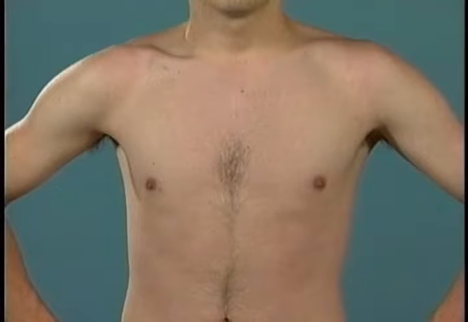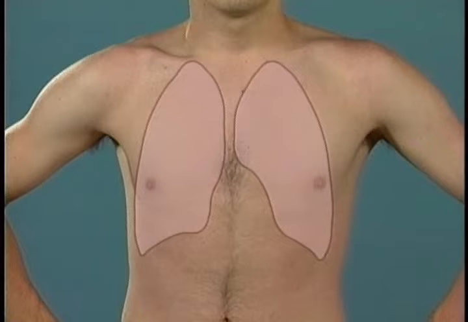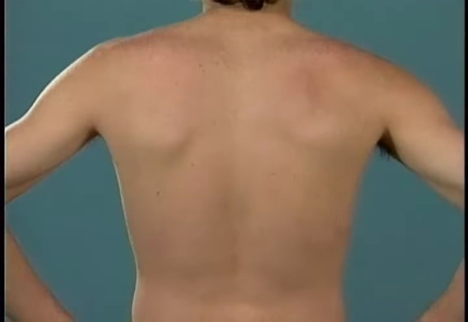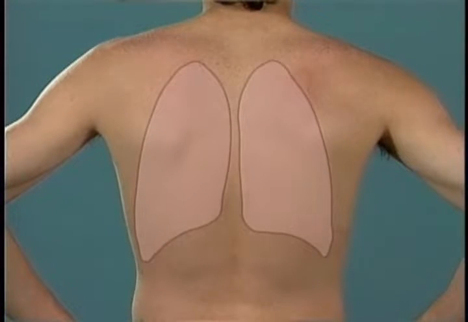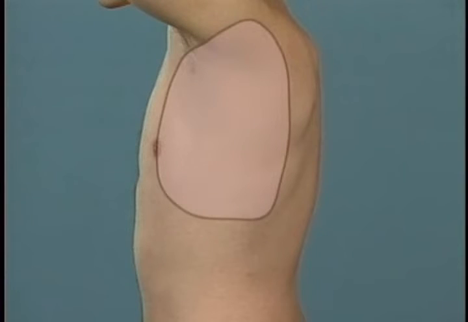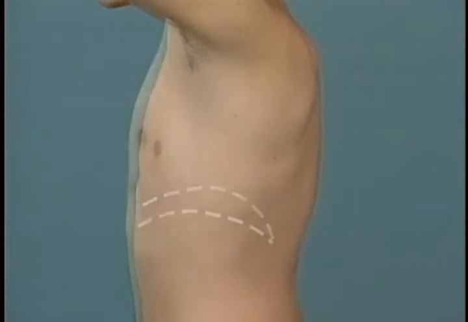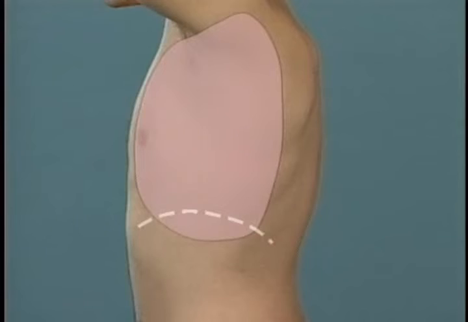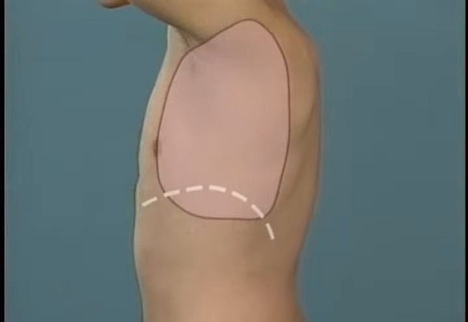Seen from in front, the lungs are here. Seen from behind, they're here. Seen from either side, the lung is here. A large part of each lung lies behind the heart. The lung extends from the ribs in front to the ribs behind, and from the dome of the pleural cavity down to the diaphragm. With each breath in and each breath out, there's an increase and a decrease in the volume of the lungs.